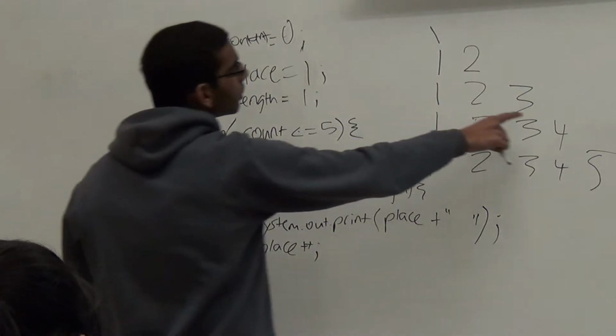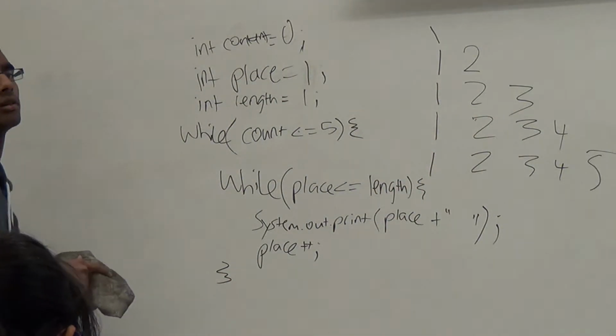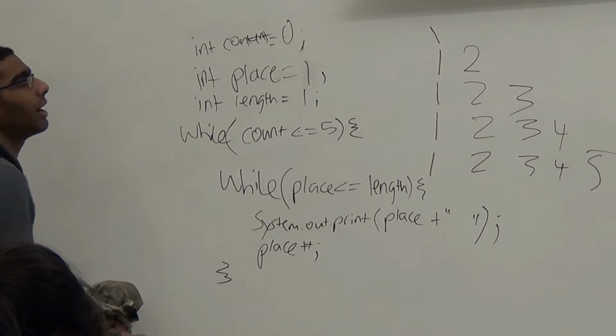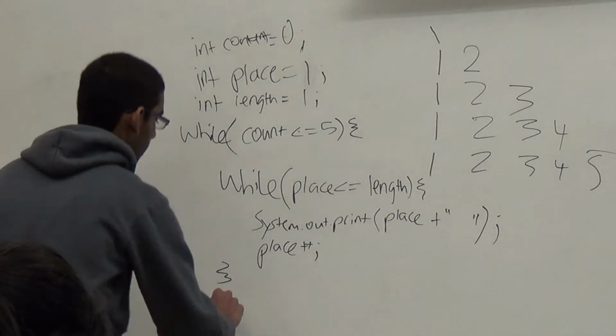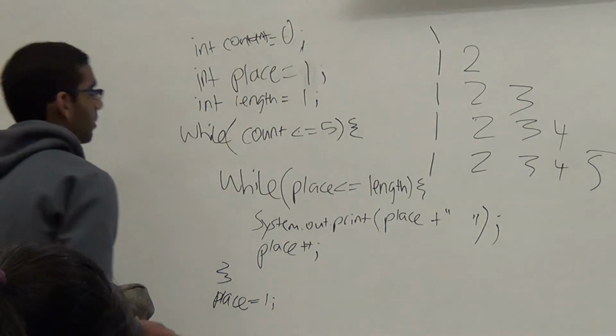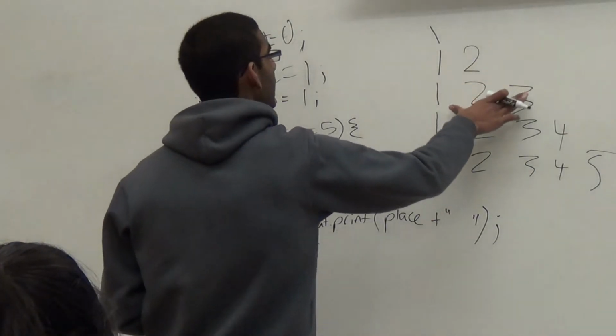It goes from 1, 2, 3 back to 1. So what do we do to place? Place is at 3 right now. You set place back equal to 1 because you want it to start back at the beginning, right? So you say place equals 1. Make sense?